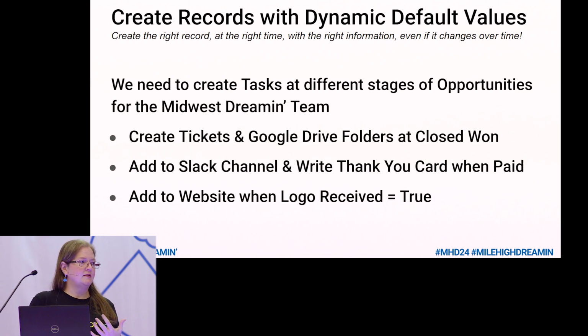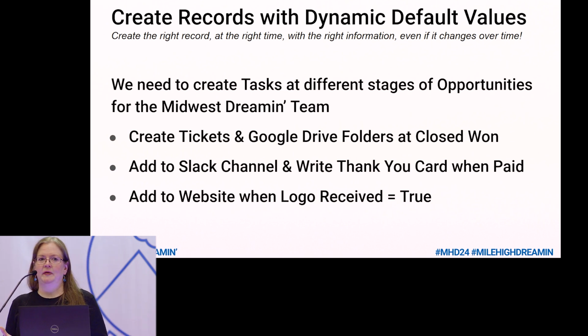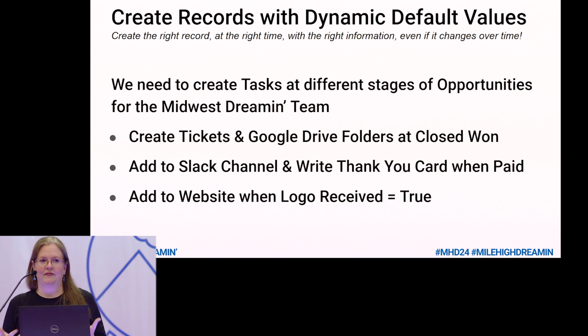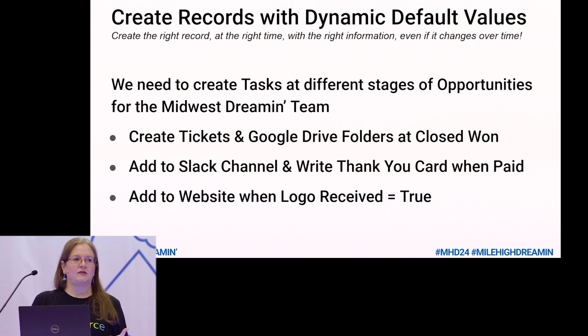Once they send us their logo and we've received that, we're ready to promote them on our website and on the mobile app. So I need to make sure that I have a task to send over to our web team to make sure that he gets it on our website. So there's all of these different things that I need at different points in the process, and I don't want to have to remember this. I also want them all to be tasks. So let's take a look at how we actually set this up in our org.